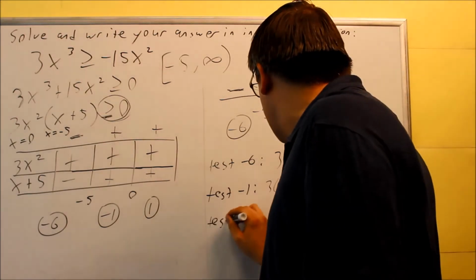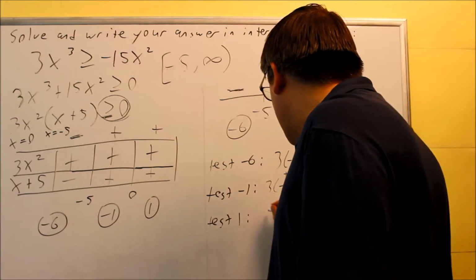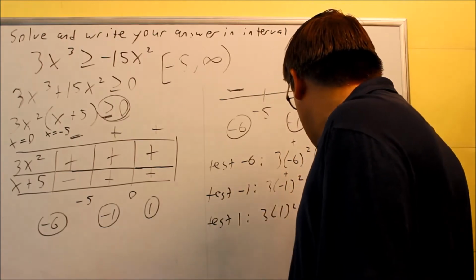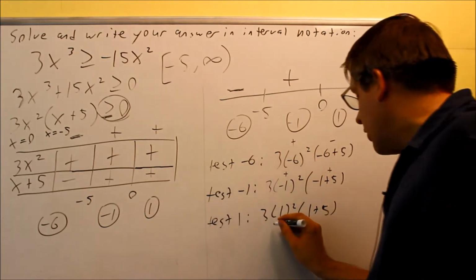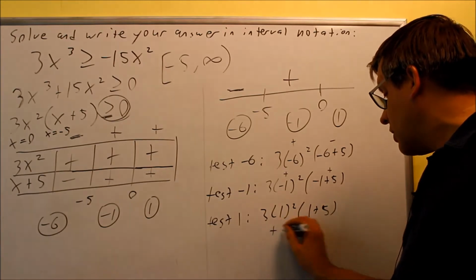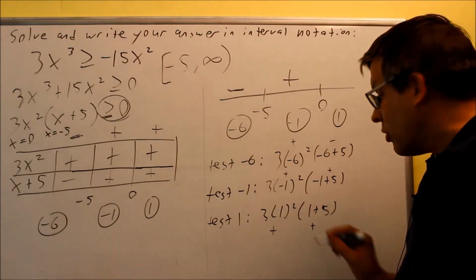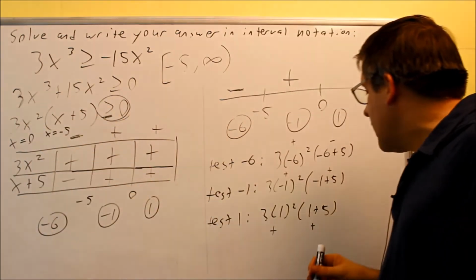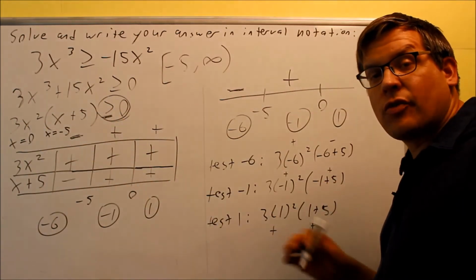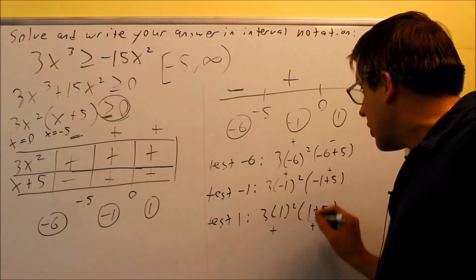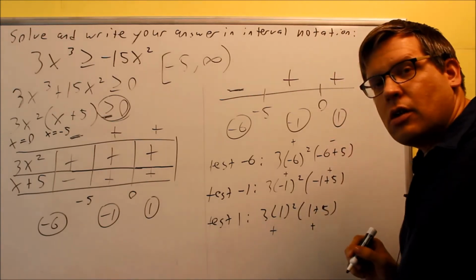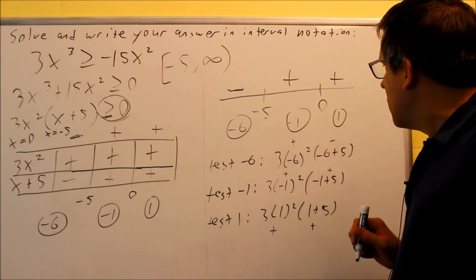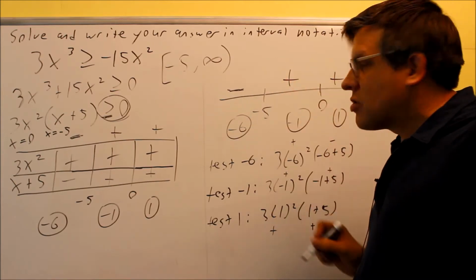Now you're going to test 1. We put 1 into each of those, and this number is positive, this number is positive also. We put 1 into the whole entire expression, this whole thing right here. And again, you're only indicating whether you get a positive or a negative result. As a result, you're going to get a plus on this one. So because it's a plus, now I have my final sign configuration.